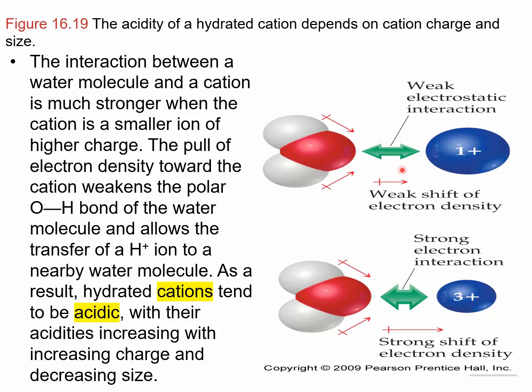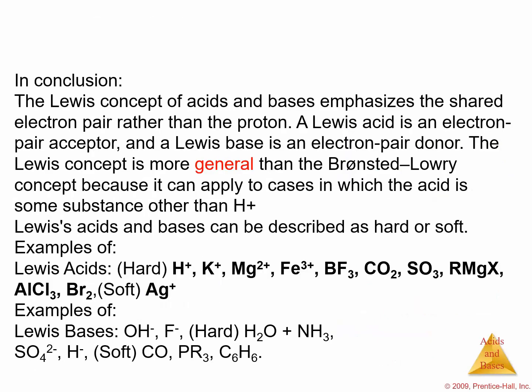And this figure explains that here we have weak electrostatic interaction, and also here weak shift of electron density. Here we have lower charge and higher size, whereas when we have higher charge and lower size, we have strong electron interaction, and we have here strong shift of electron density, as you can see here. In conclusion, the Lewis concept of acids and bases emphasizes the shared electron pair rather than the proton.